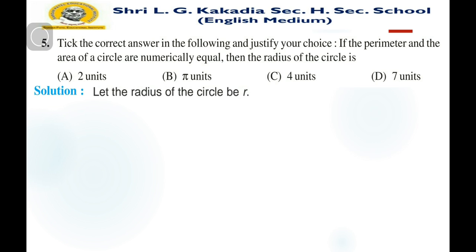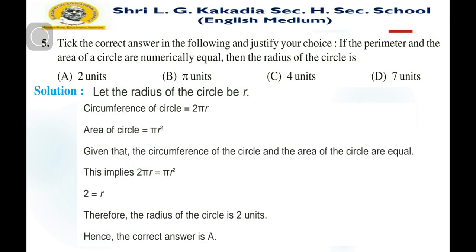Let the radius of the circle be r. Here it is given that the perimeter and area of the circle are equal. The circumference of the circle is 2 pi r and the area of the circle is pi r square. Given that they are equal, this implies that 2 pi r is equal to pi r square, so r is equal to 2. Therefore, the radius of the circle is 2 units. Hence, the correct answer is A.